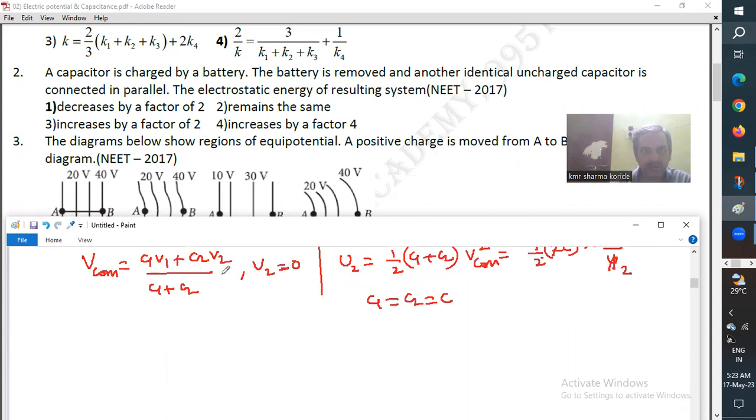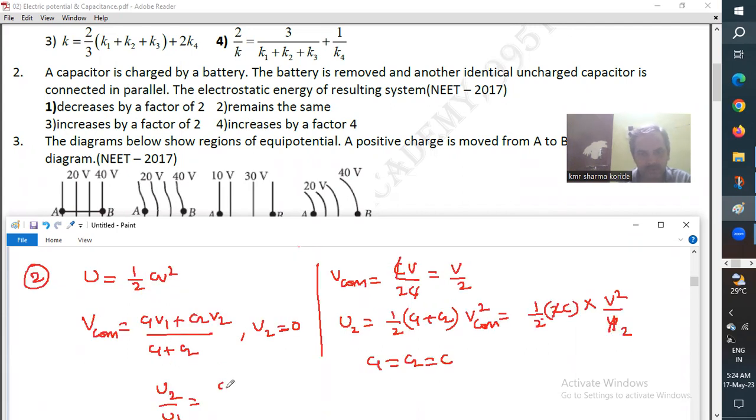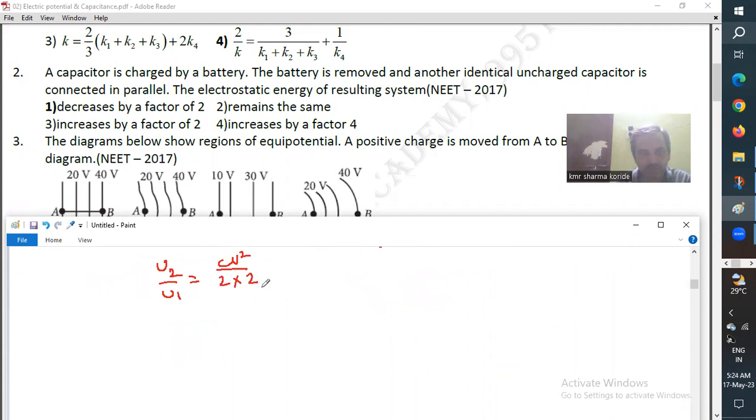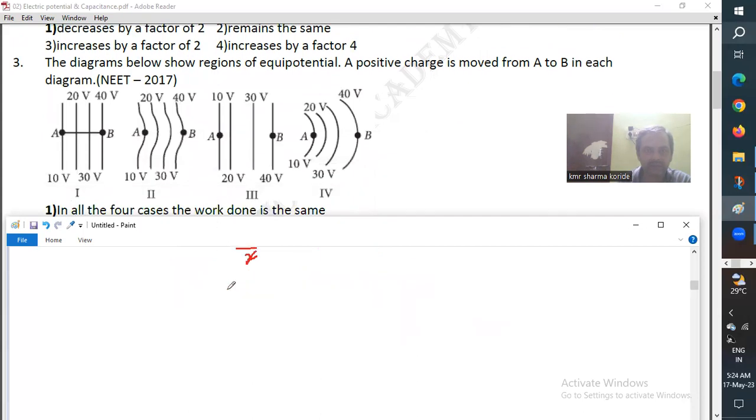So therefore, if you divide, so U2 by U1 is equal to, what is U2? U2 is CV square by 2 into 2, that is U2. U1 is CV square by 2 into 1. So CV square get cancelled, 1, 2 get cancelled, it will be 1 by 2. So the final answer is U2 is equal to U1 by 2. So therefore, energy decreases by a factor of 2. First option is correct. Moving to the next question.